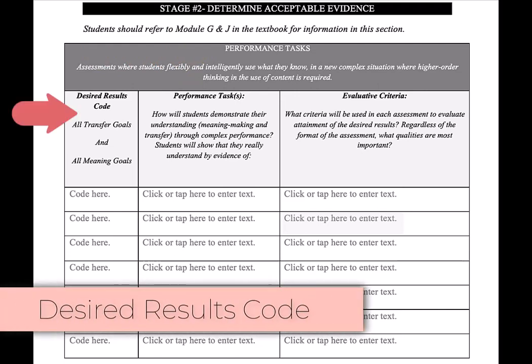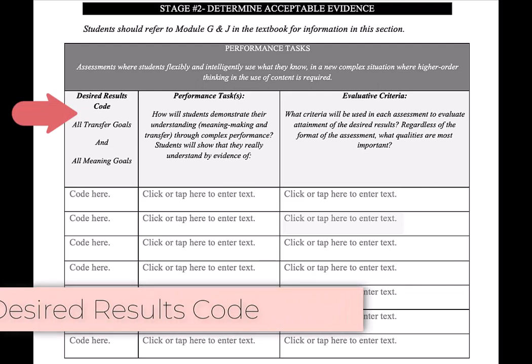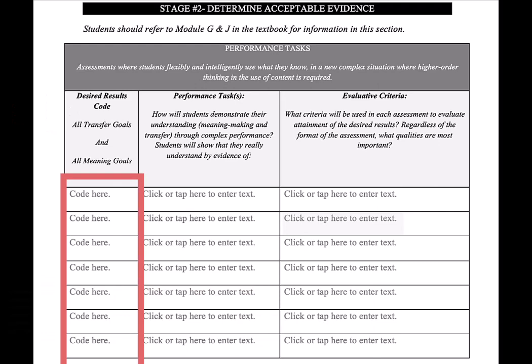The first part is the desired results code. In this section, you are simply listing the codes that go with the transfer and meaning goals from Stage 1 that relate to each performance task. You can have multiple transfer and meaning goals for each task.